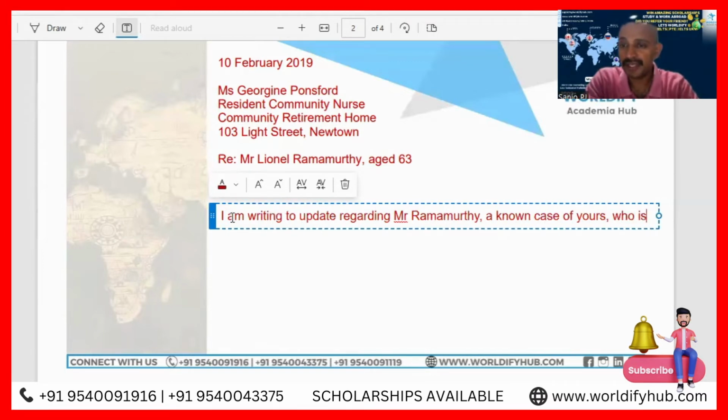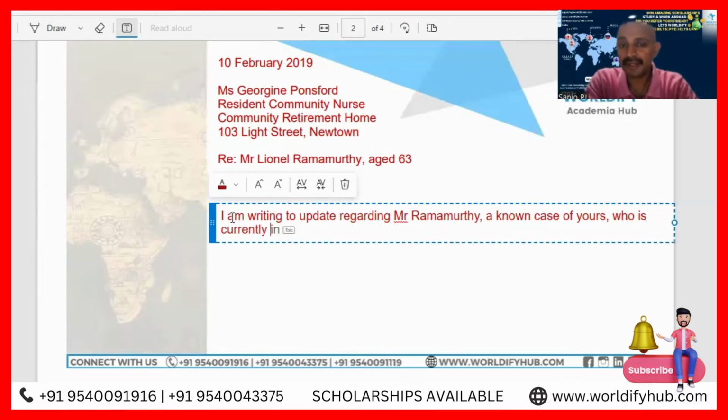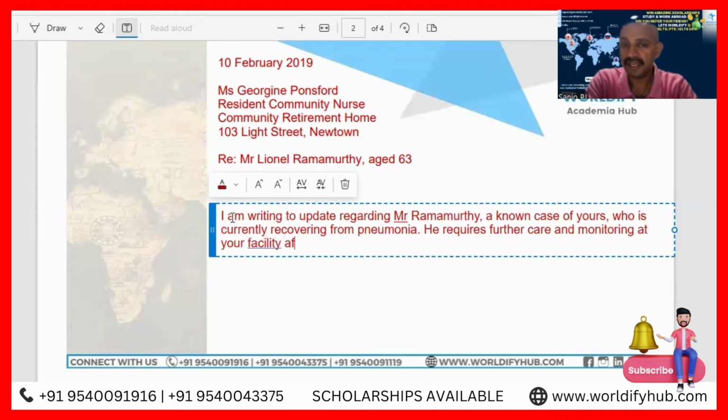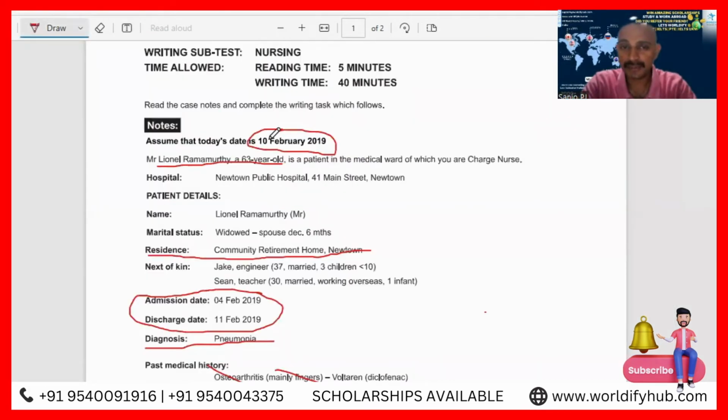Non-case of yours who is currently recovering from pneumonia. No, he requires further care and monitoring at your facility after his discharge tomorrow. So he's going to be discharged tomorrow in this case. Now, how did I figure that out? So if I look at my today's date is 10th February, right? And the discharge date is 11th February. So his date of discharge is tomorrow.